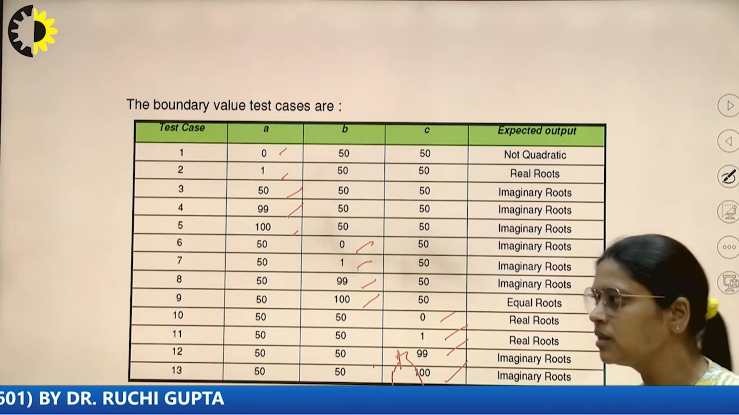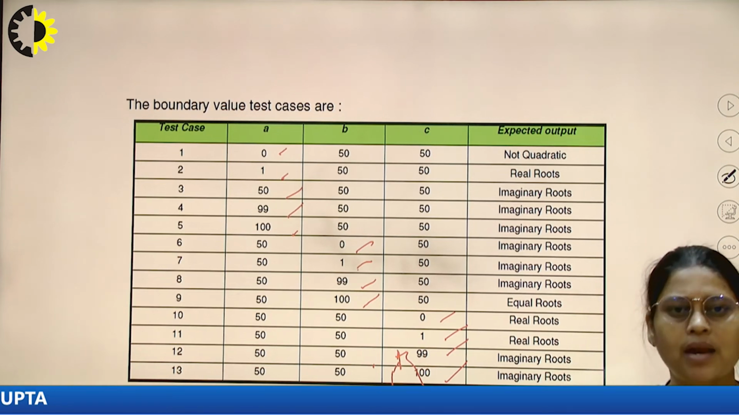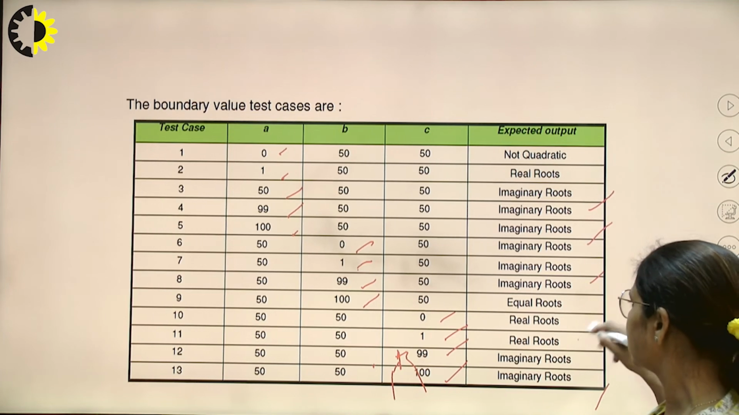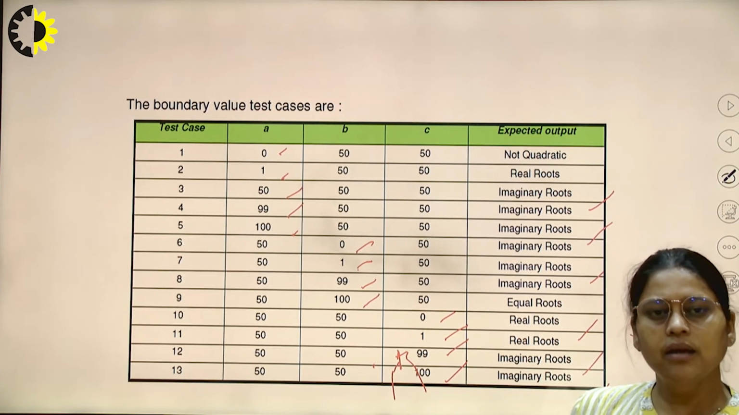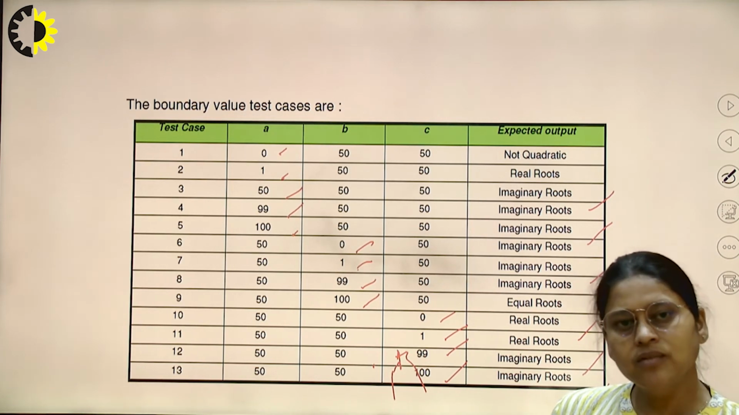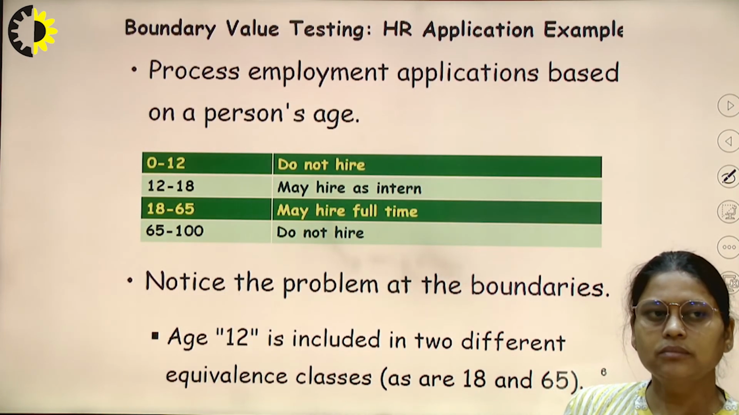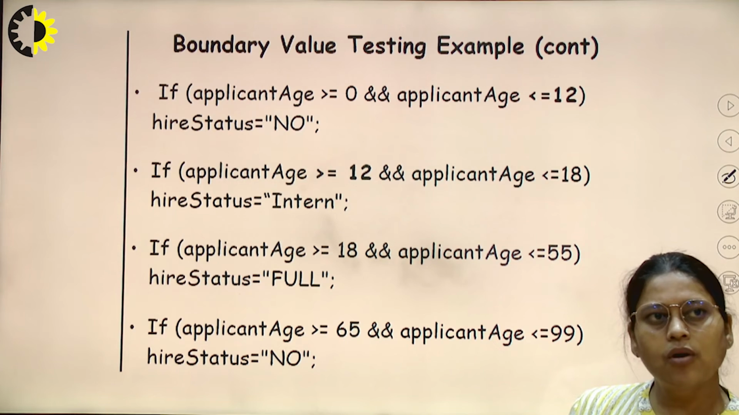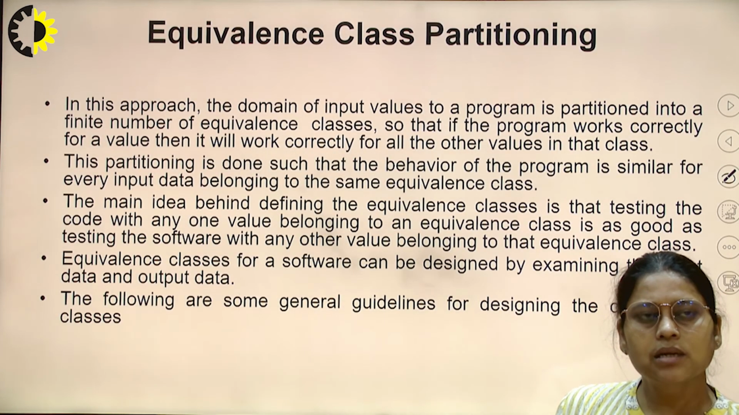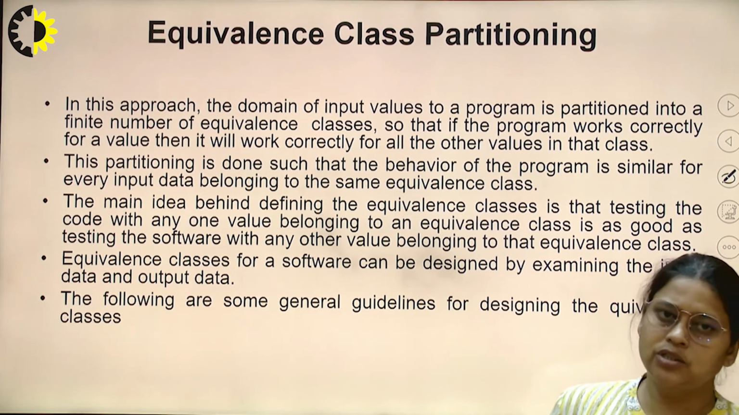So now we have generated these 13 test cases, put in the input values, and we get some output on these 13 test cases. If it gives output as per our expectation, we can say the software is correct on the boundaries. This is another example of boundary value analysis. These are some examples. Now we come to the second method, that is equivalence class partitioning.